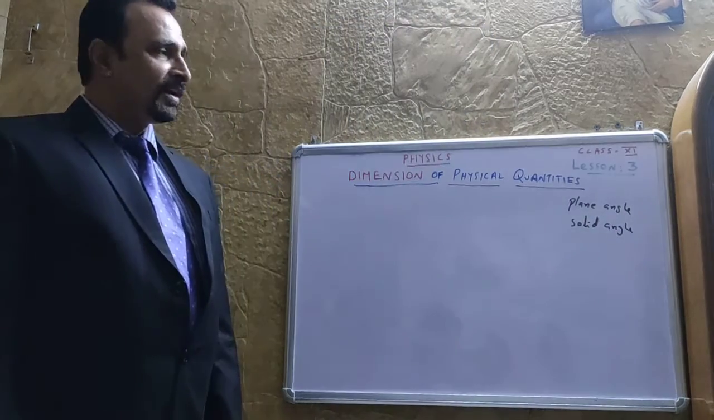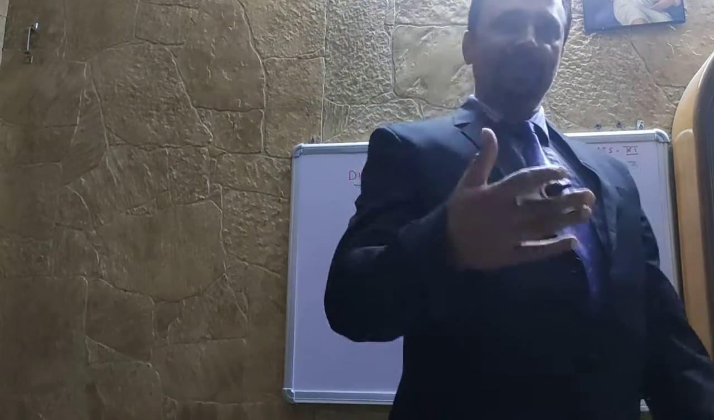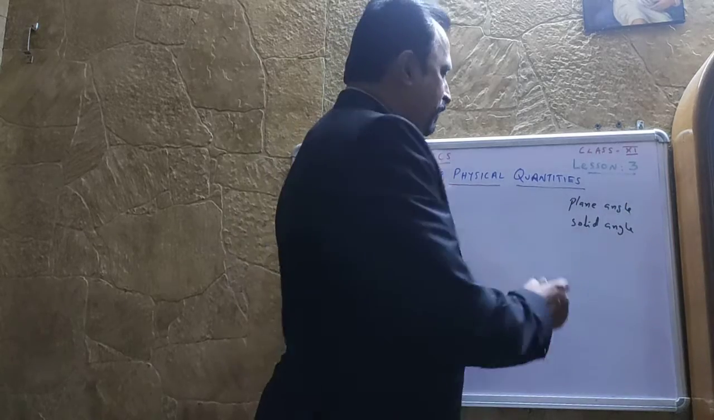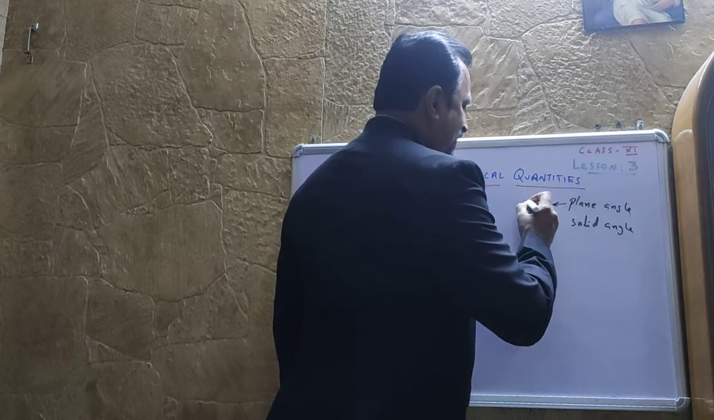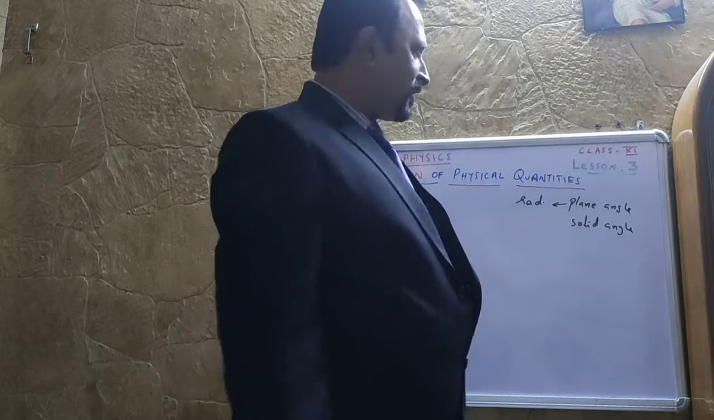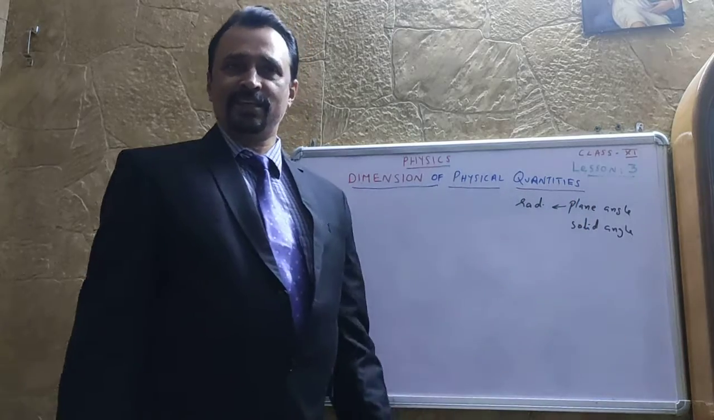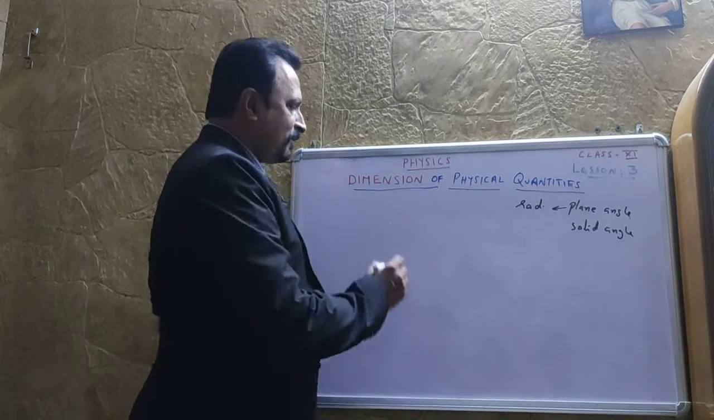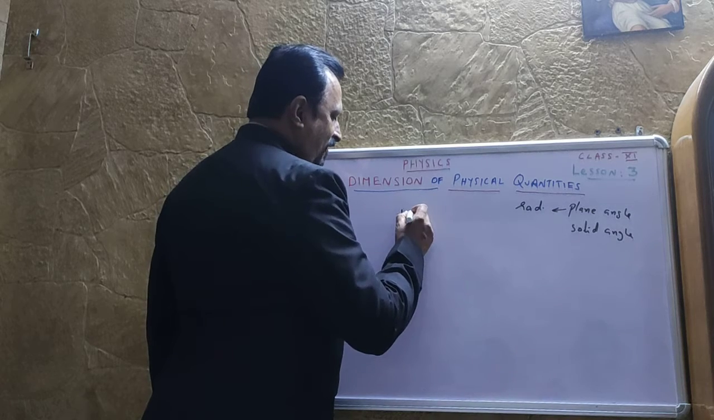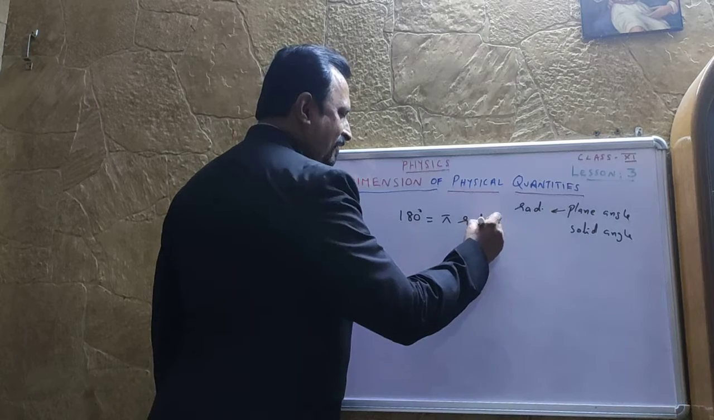Plane angle means angle of a plane figure. Can you give an example of a plane figure? Triangle, rectangle, square. The angle of that figure, that is plane angle. The unit of plane angle is radian. But in class 10, you are using degree, na? 30 degree, 60 degree, etc. You know what is the relation between degree and radian? 180 degree is equal to pi radian.